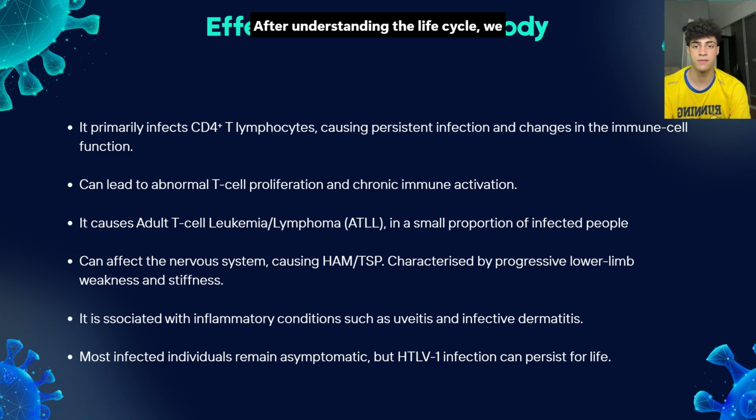After understanding the life cycle, we can also look at the effects of HTLV1 on the human body. HTLV1 mainly affects CD4 positive T lymphocytes and can cause persistent changes in immune cell division. It may lead to abnormal T cell proliferation and chronic immune activation. In a small proportion of infected individuals, HTLV1 can cause adult T cell leukemia lymphoma, or ATLL.